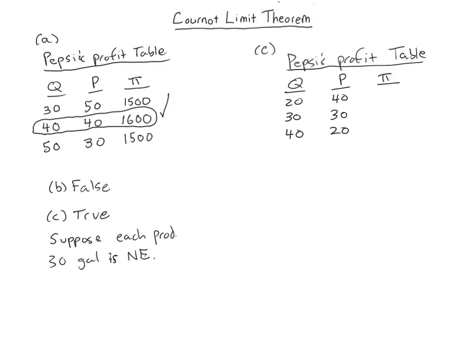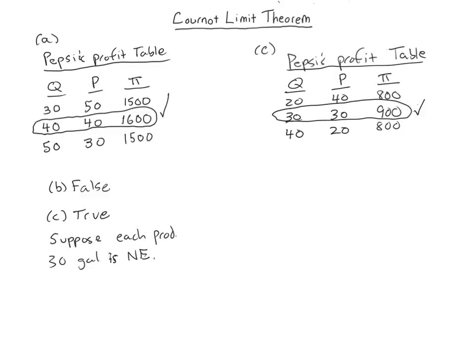Remember, there's no cost, so profit is just going to be our revenue. 20 times 40 is $800 in profit. 30 times 30 gives us 900, and 40 times 20 gives us 800. So we can see 30 is indeed a best response. So our hypothesized situation where each produces 30, and we said that those are all best responses, the Nash equilibrium looks like it's true.